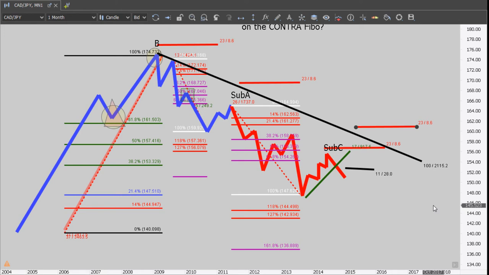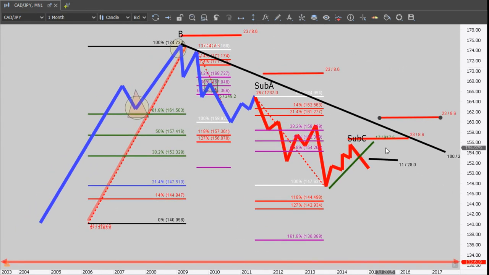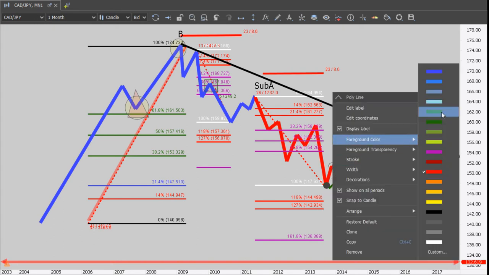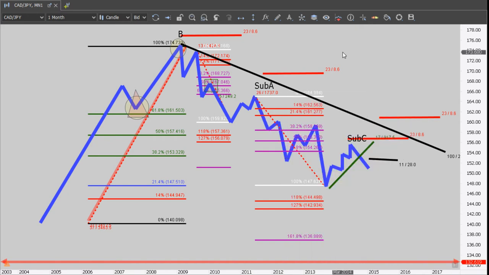Sub C, above the downtrend line, sub A, B high. And again, if you want to understand this, I'm going to color code the last price swings with the same color, and I'm going to ask you again, try to see what is the blue line telling you. Number one, try to see what is the blue line telling you. And number two, try to understand what is the Fibonacci telling you on the blue line.